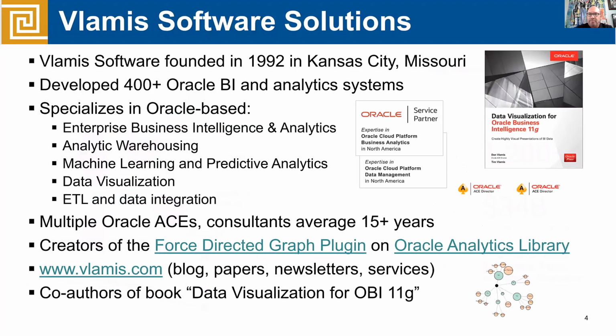Dan? So a little bit about Vlamis and where we fit in all of this. Vlamis was founded over 25 years ago. We develop all sorts of Oracle BI and analytics systems, and we specialize in enterprise business intelligence and analytics, something we call analytic warehousing, using a data warehouse for analytic purposes, as well as machine learning, predictive analytics, and data visualization. Indeed, my brother Tim and I are the authors of the book on data visualization for Oracle Business Intelligence. We have all sorts of information about our company on Vlamis.com, so check that out.